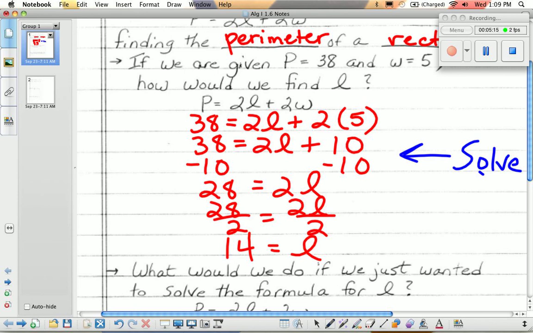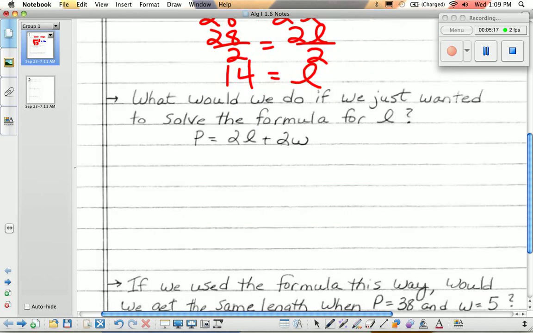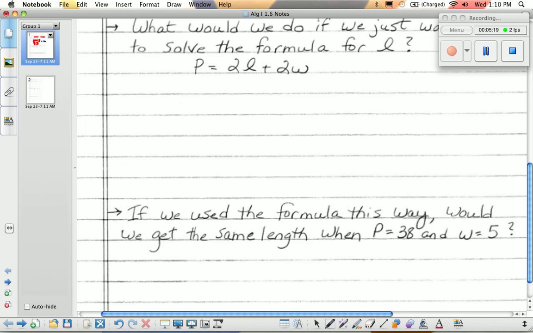So then, what if they change up the rules on us and they say, oh, we don't know what the perimeter is, we don't know what the width is, but we do want you still to solve for the length. And you look at them and you go, you're crazy. I don't have enough information, I can't. Is that what you would say to them? Yeah.